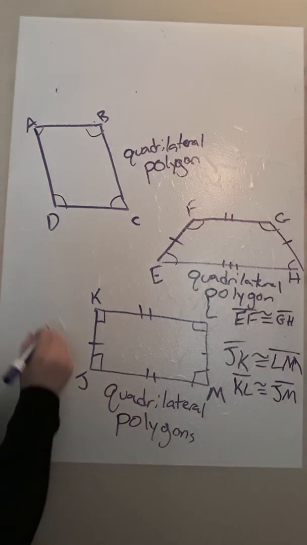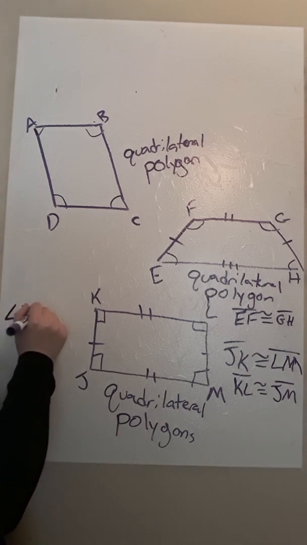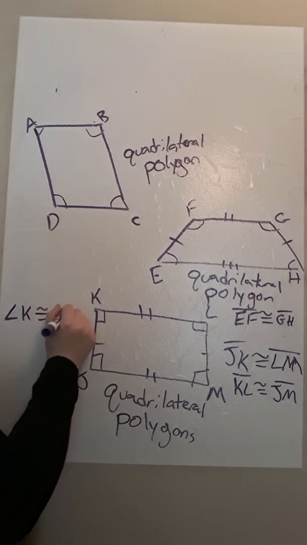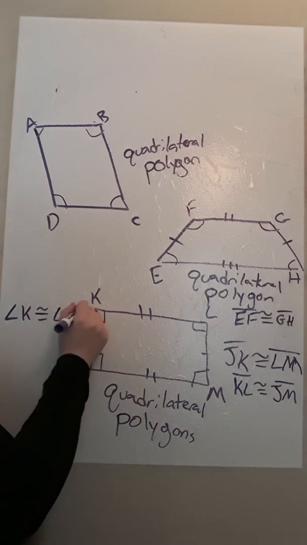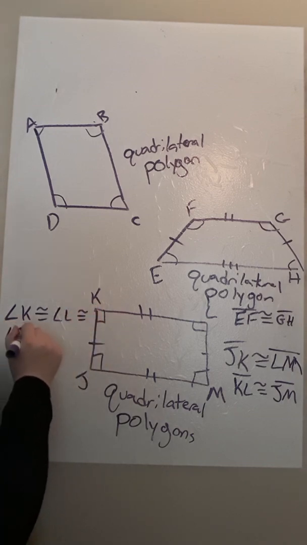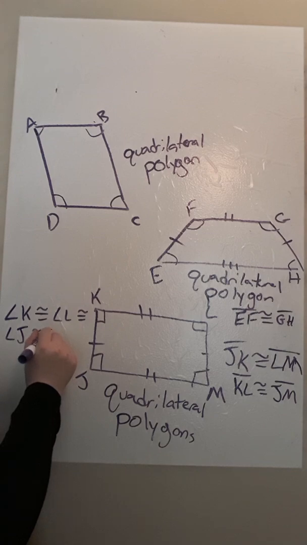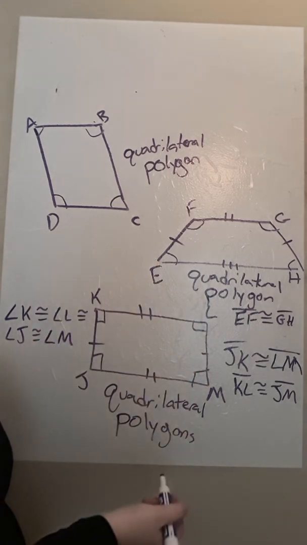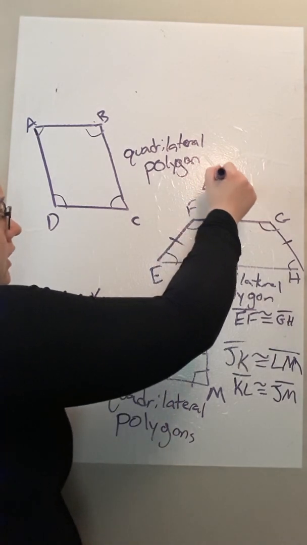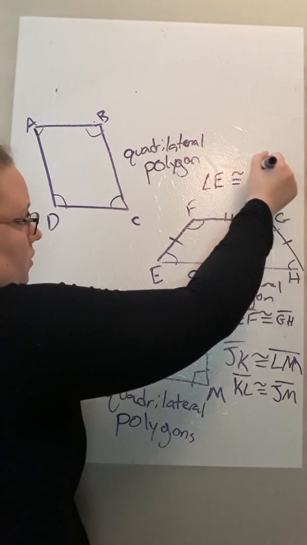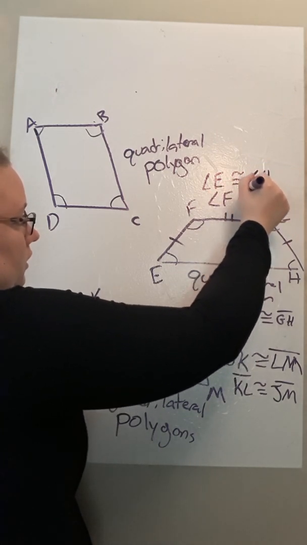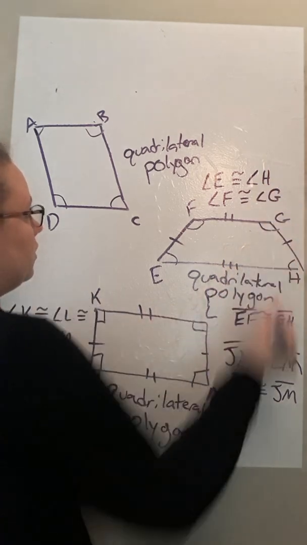Angles. Angle K and angle, no, that's not how you write that. Angle K is congruent to angle L, which is congruent to angle J, which is congruent to angle M, because all four of them are right angles. Up here, angle E is congruent to angle H, and angle F is congruent to angle G.